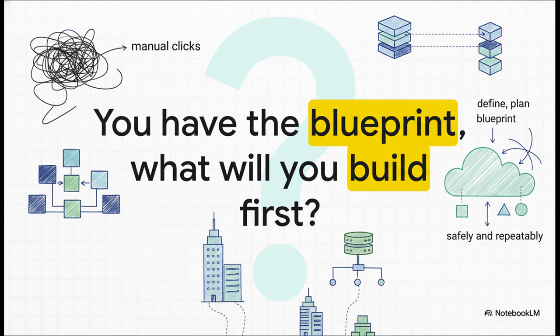And there you have it. That's a quick tour of taking your infrastructure from clicks to code with Terraform. We've seen how to escape the chaos of manual work by using a clear, digital blueprint. We know how to define our infrastructure, plan our changes safely, and apply them repeatably. So the only real question left is, now that you have the blueprint, what are you going to build first?